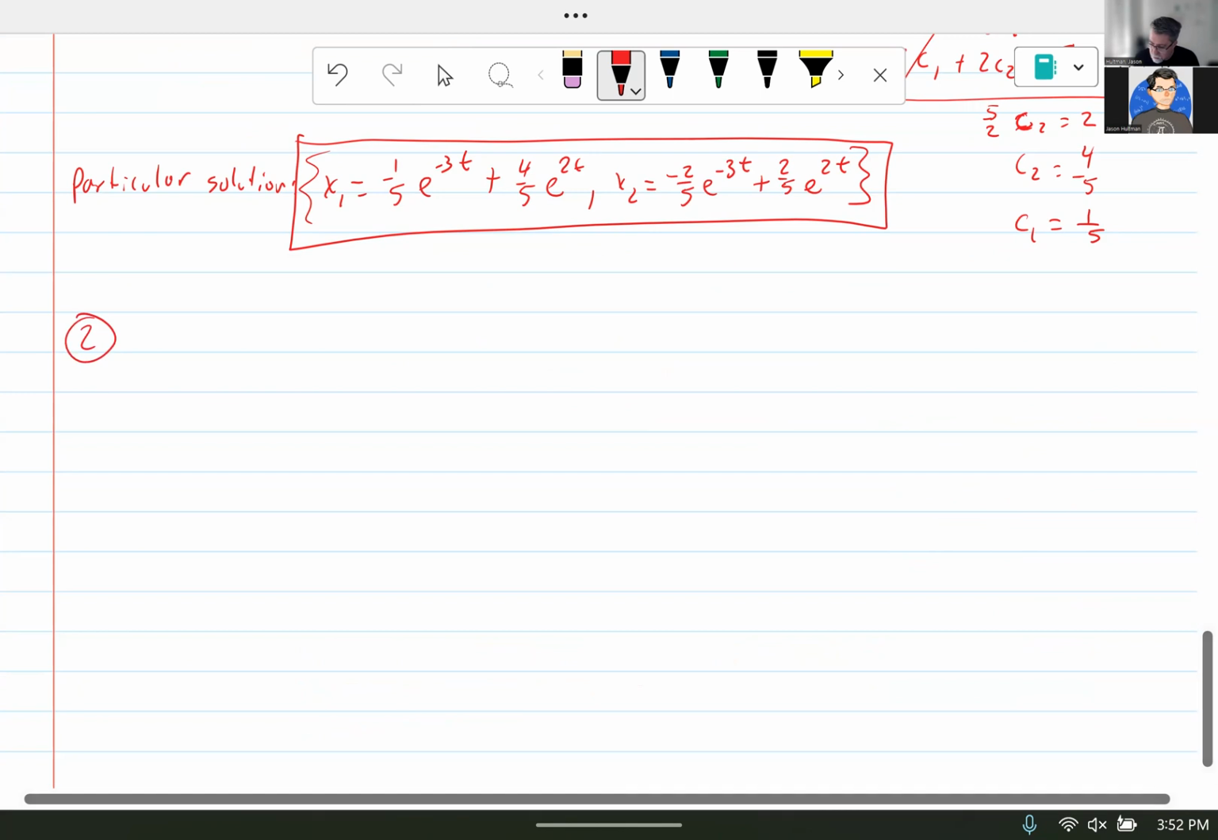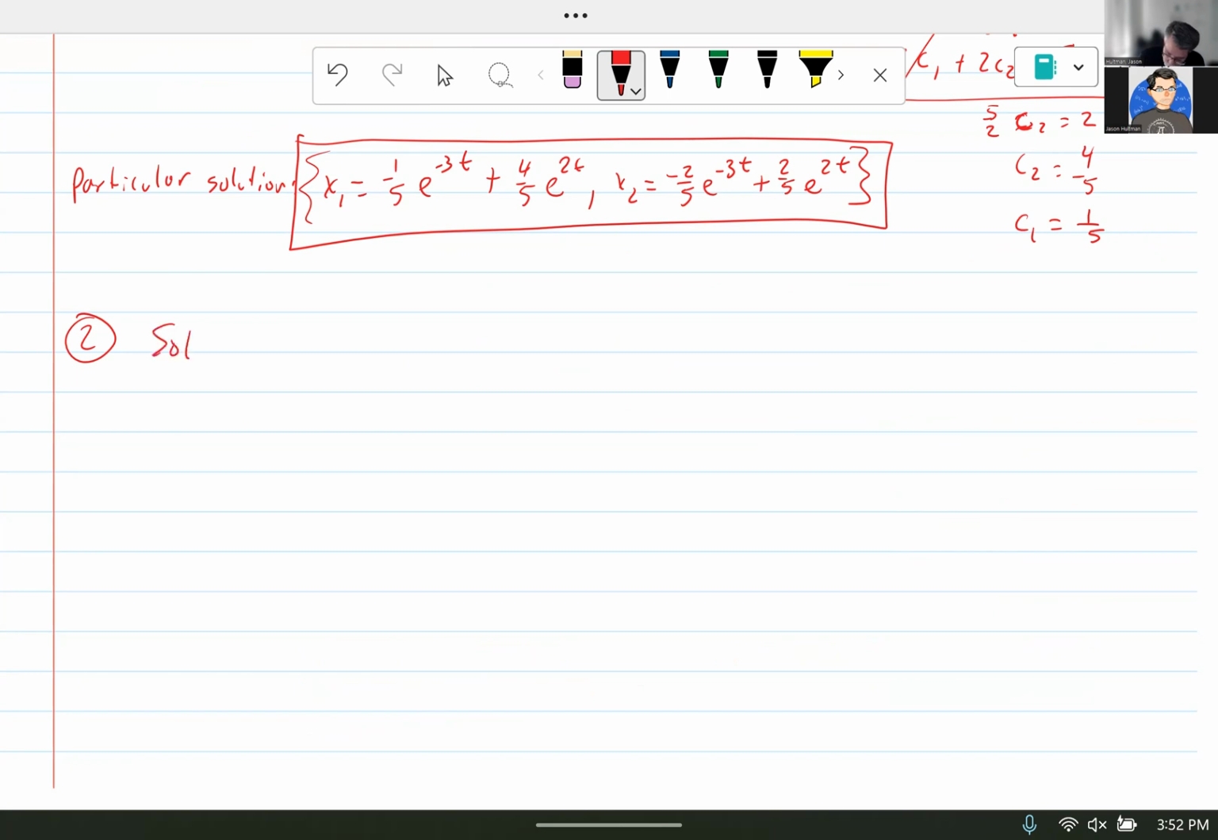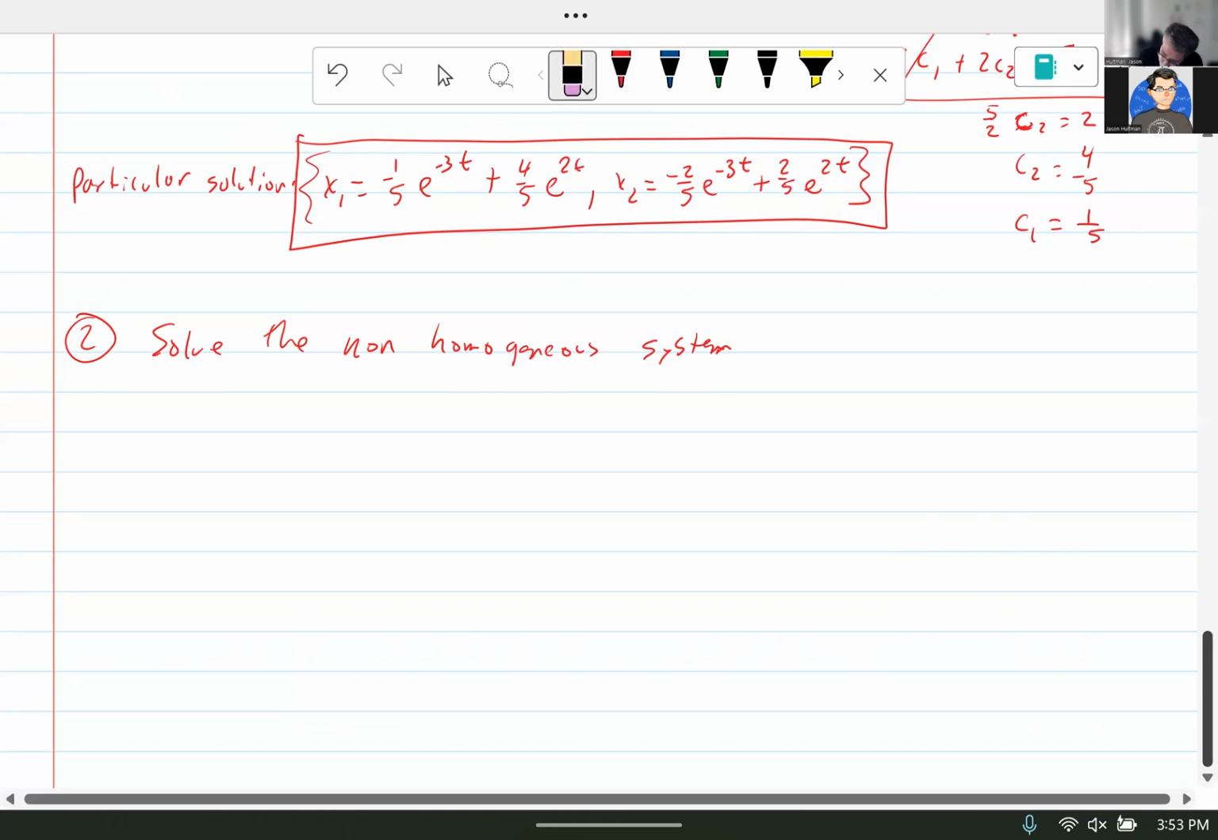Okay, problem number 2. Solve the non-homogeneous system. I guess this doesn't have a hyphen. Okay, x1 prime is equal to x1 plus x2 plus e to the 2t. And x2 prime is equal to 3x1 minus x2 plus 5e to the 2t.